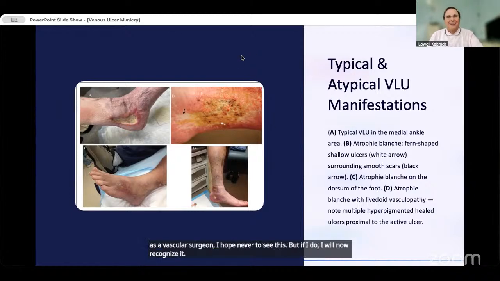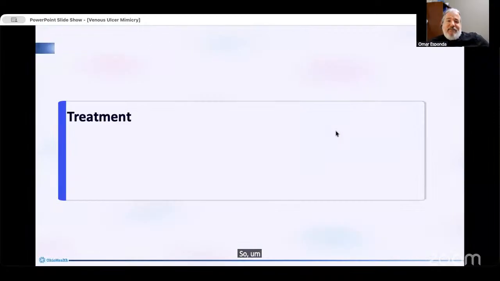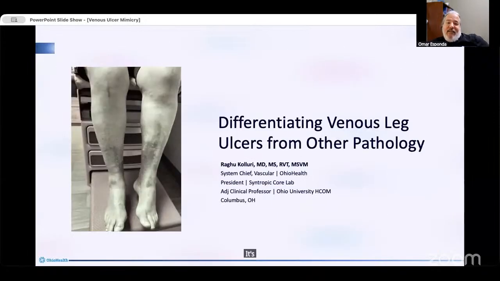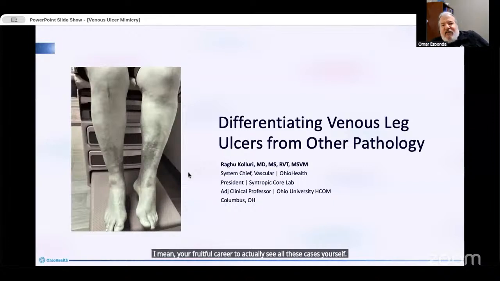Omar, your comments. So, excellent presentation. It's understandable how it had years in the making, right? You'll need a very fruitful career to actually see all of these cases yourself. But hear me out, in an era where Doppler ultrasound is easily available and it's easy to diagnose venous reflux and then just blame the ulcer on reflux, how do you avoid anchoring bias when venous disease is present, but it may not actually be the primary driver for the wound?